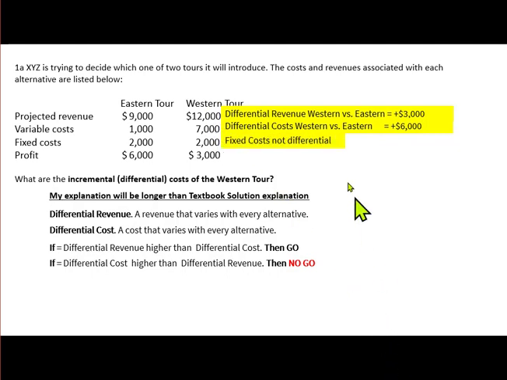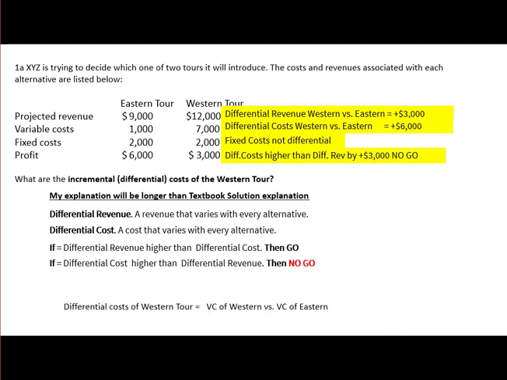And the fixed costs are not differential because they're the same for either tour. And the profit situation right here, it's higher for Eastern than it is for Western by $3,000, so that's a no-go. Now, the differential cost of Western Tour versus Eastern Tour is equal to the variable cost of Western versus the variable cost of Eastern. And that's the textbook solution.